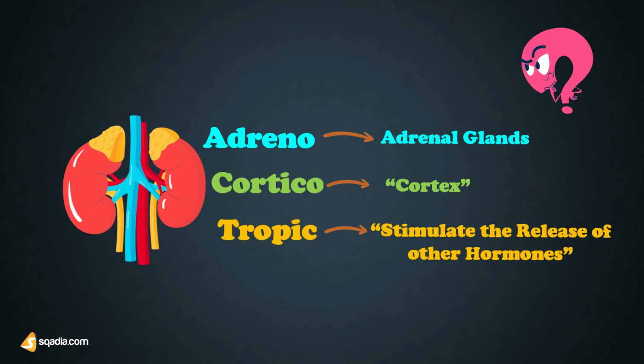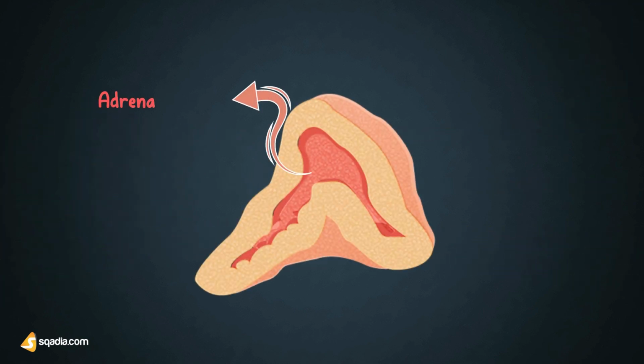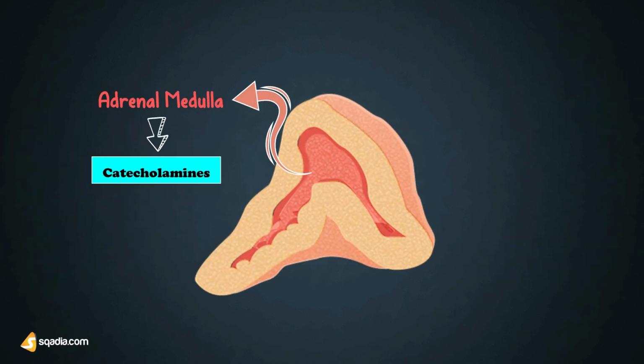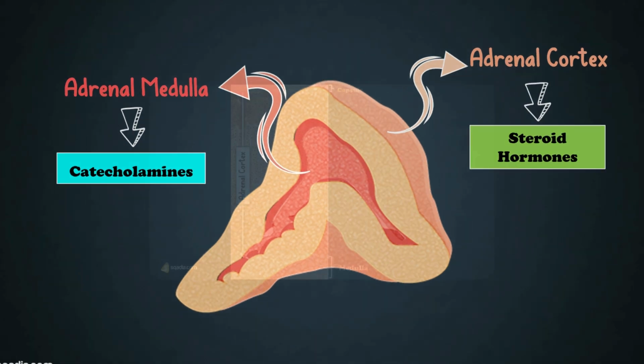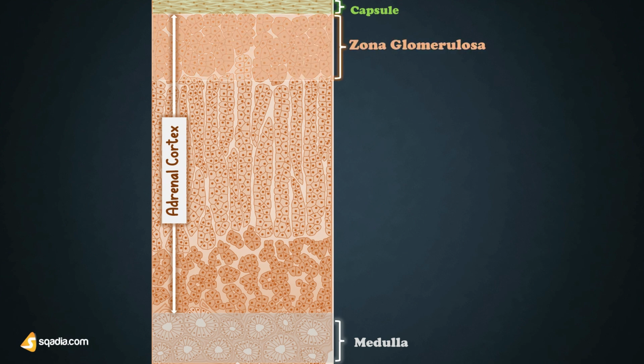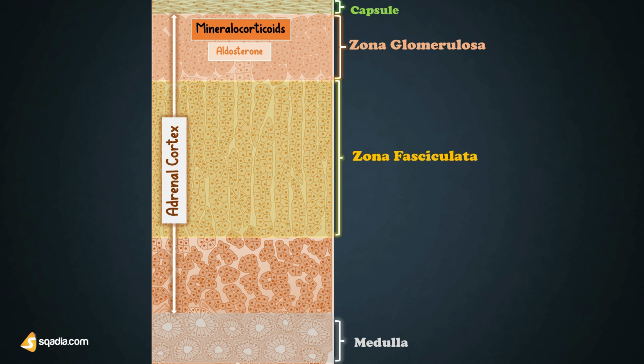Right. Well, recall the adrenal gland. Here is the inner part, medulla, that secretes catecholamines. And this is the outer part, adrenal cortex, that secretes steroid hormones. Adrenal cortex has 3 layers. The outer zone is the zona glomerulosa, that secretes hormones called mineralocorticoids, like aldosterone. The middle zone is known as the zona fasciculata, that secretes the hormones glucocorticoids, that include cortisol.